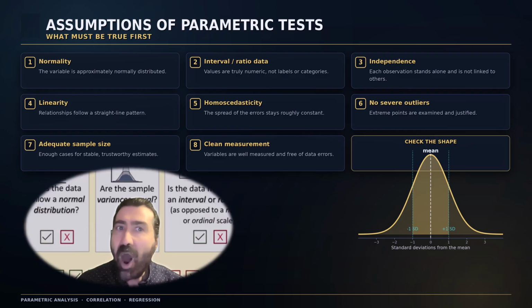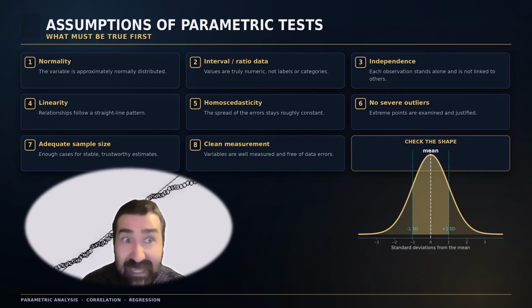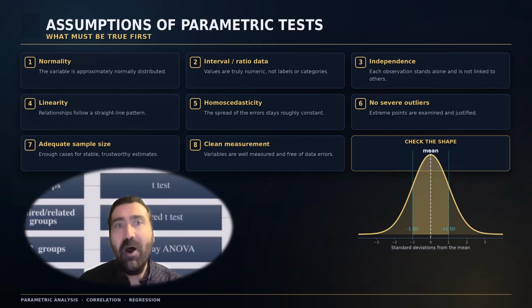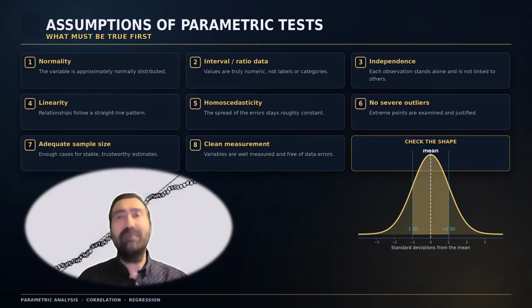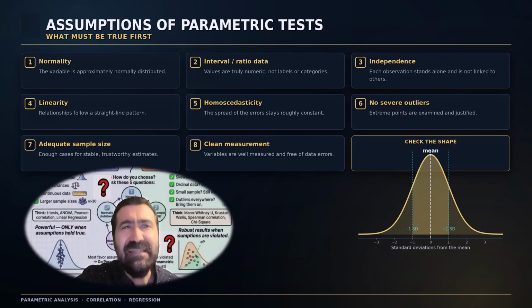Number five, homoscedasticity. I know, it's a mouthful of a word. It just means the spread of your errors stays fairly even across the whole range of your data. We will actually see a picture of that idea a bit later.